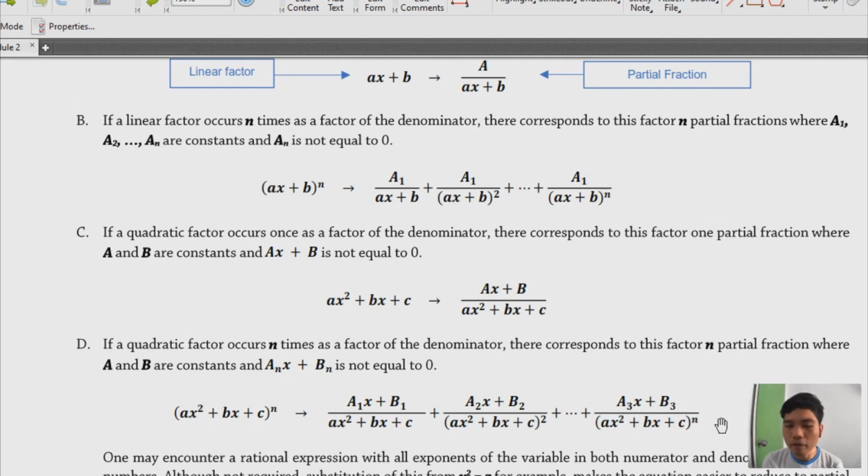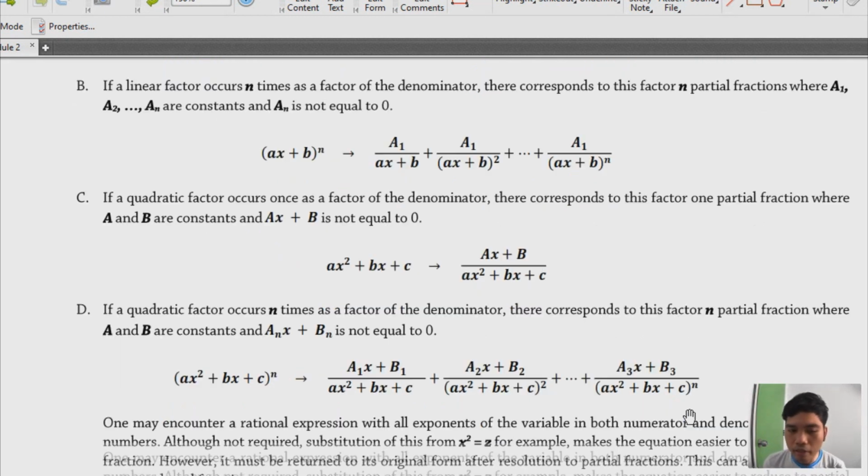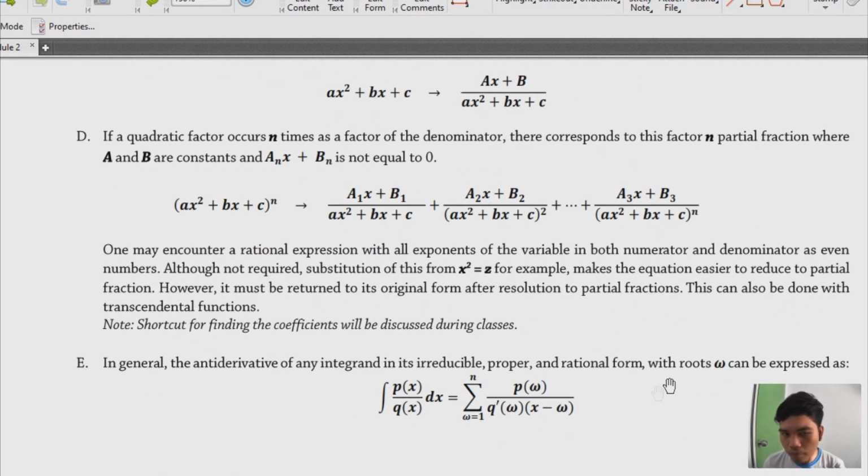So in short, however many n there are, you have to make sure that the partial fractions would be the same number of partial fractions. But you have to make sure that you'll be doing the linear numerator over the quadratic denominator, because that's how the theorem works for this. And then finally, there is a note here.